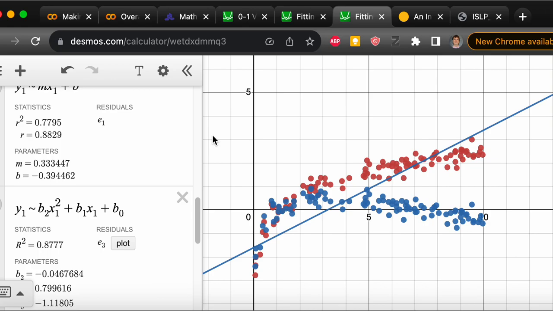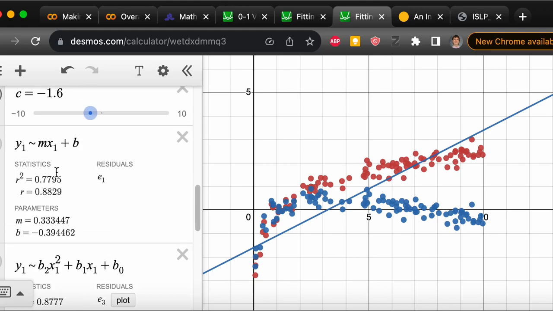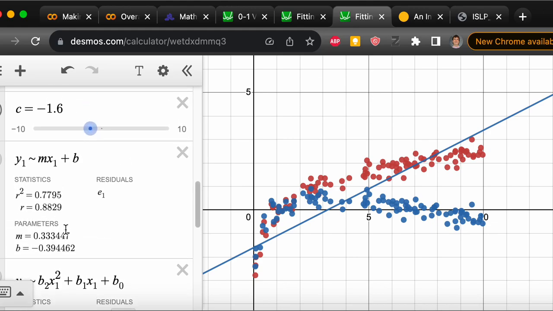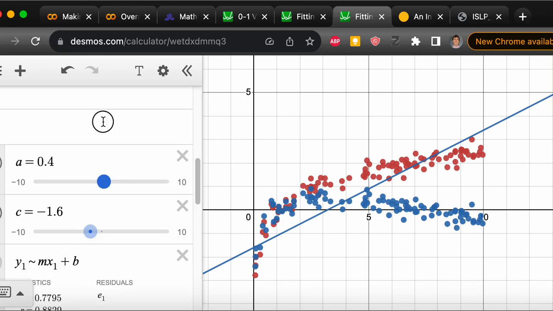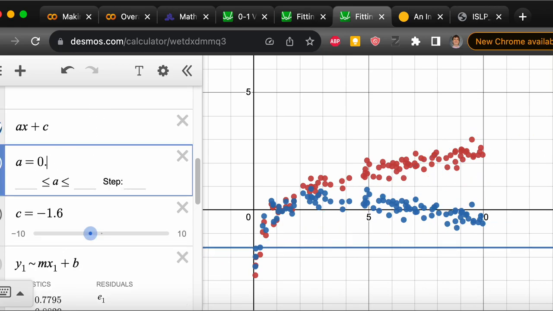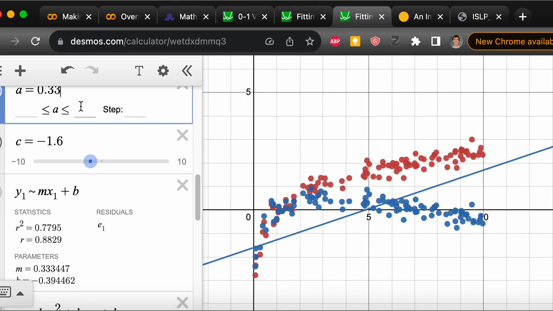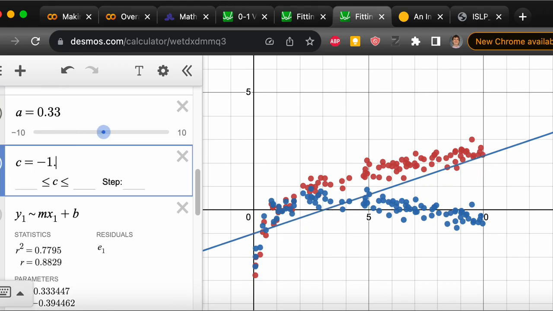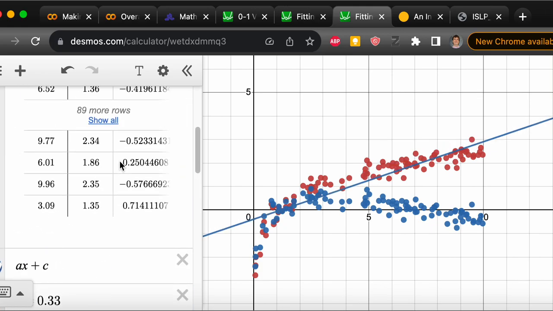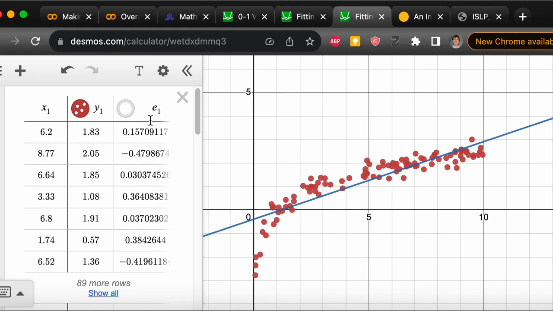And you can see that it's not great, because if you plot the residuals they always have a pattern in them. So we talked about that a little bit last time. You can plot the residuals. And by the way, Desmos is telling you the optimal values. It should be a slope of 0.33, so I'm going to put 0.33. And it should be a b value of negative 0.39. So that's the optimal thing. But even with that, you get quite a bad fit.